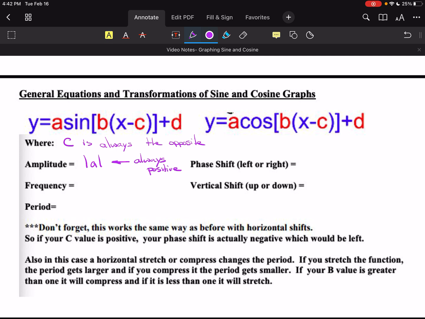My frequency, we find the frequency by doing 1 over the period. And my period we're going to find by doing 2 pi over b. So if I think about 1 over my period to find the frequency, that would really be b over 2 pi. Now my phase shift, left or right, comes from my c value. And again, c is always the opposite, right? And my vertical shift, my up and down, comes from my d value.